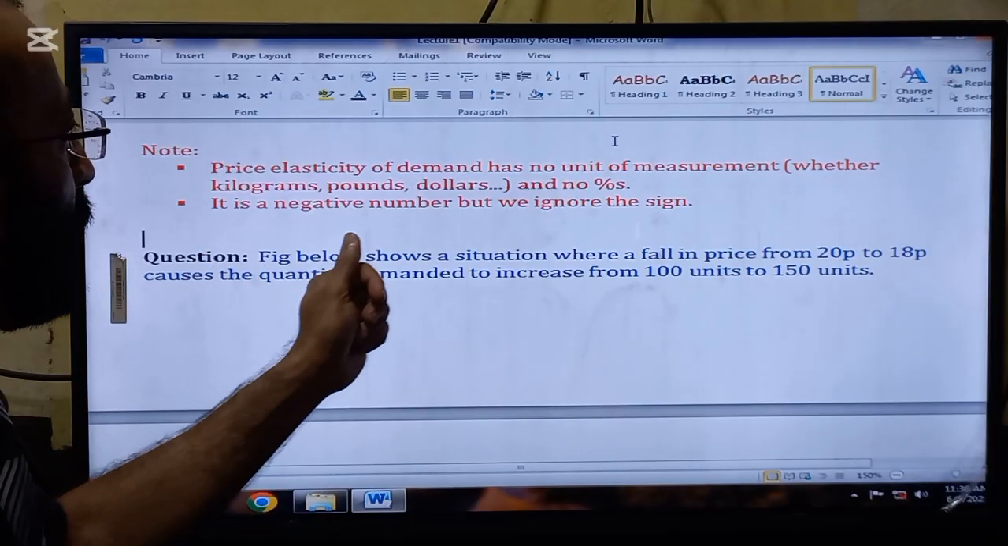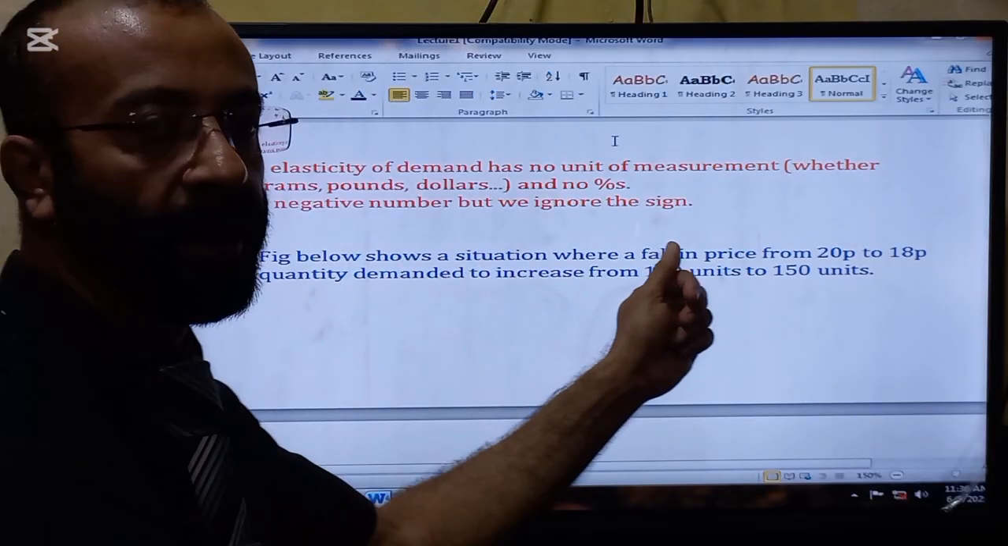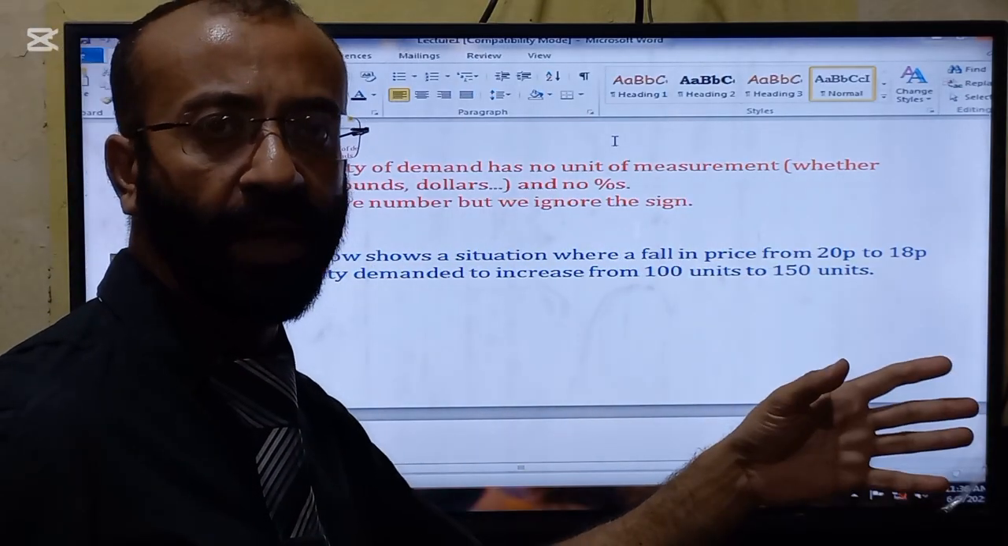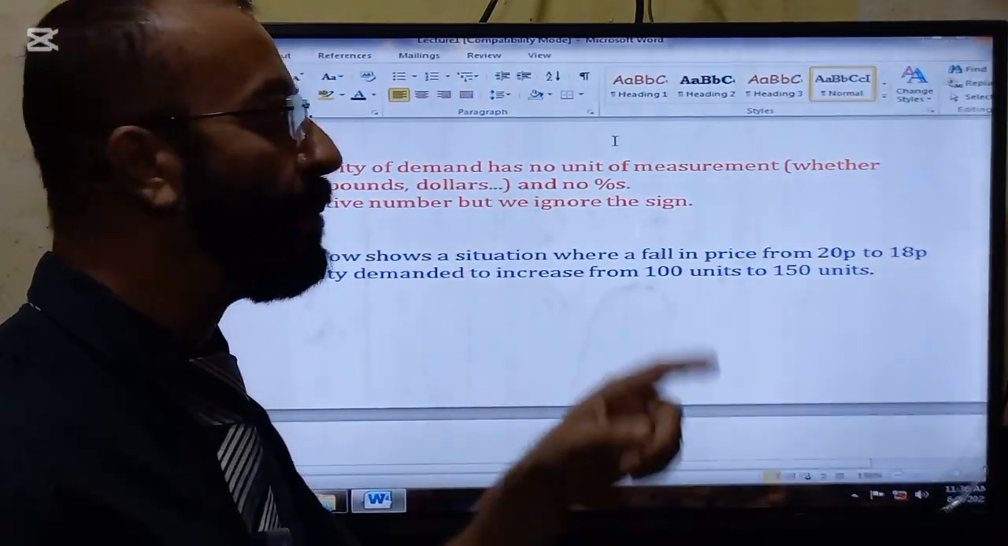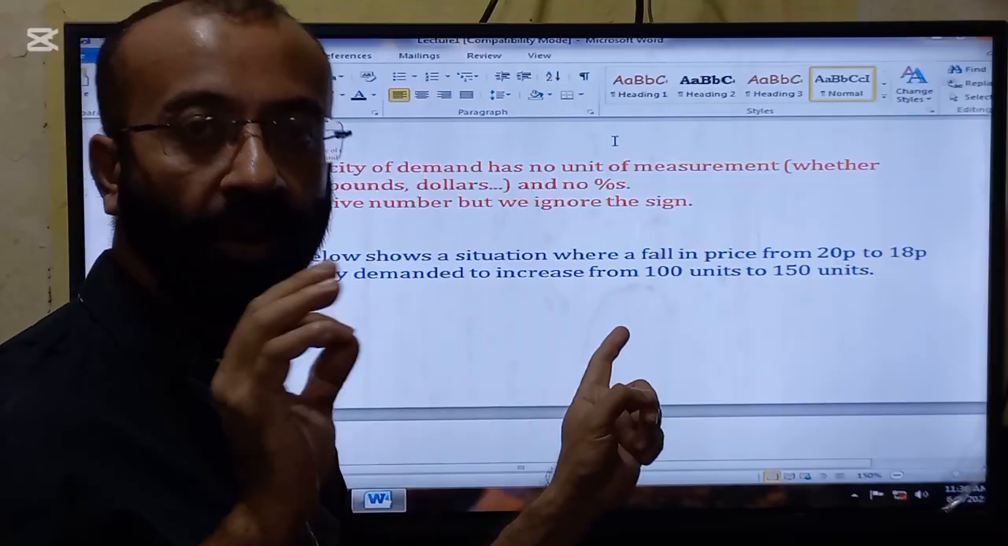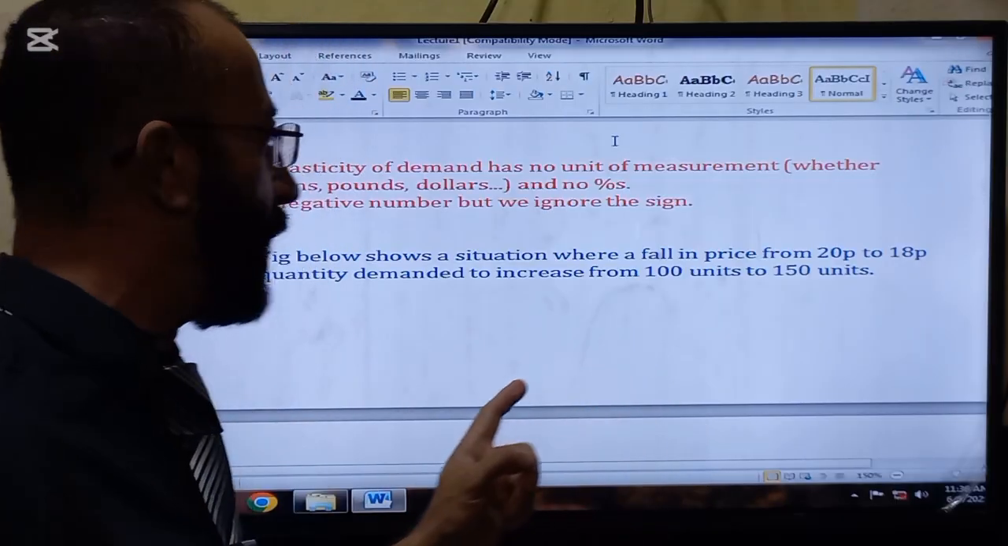It is a negative number, but we ignore this sign. So whenever a negative sign comes, we will ignore this sign. We will erase this sign. So price elasticity of demand will always be in positive sign.